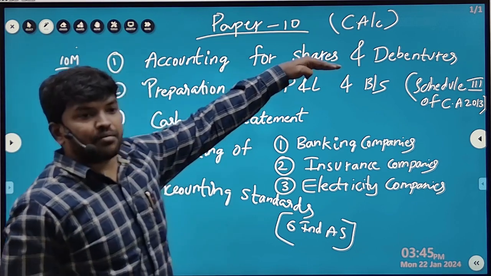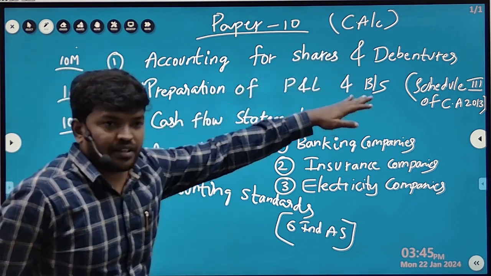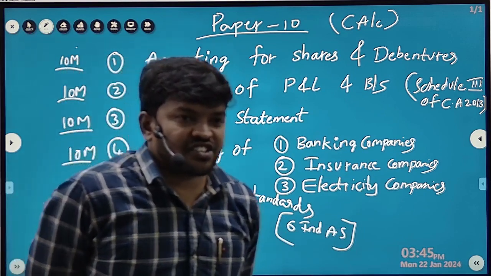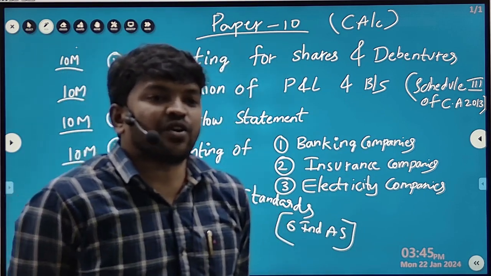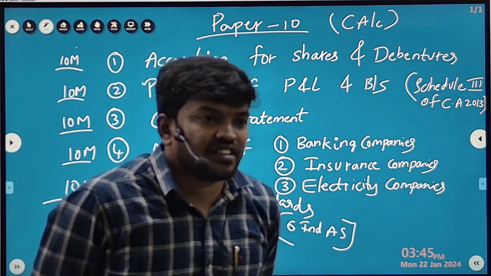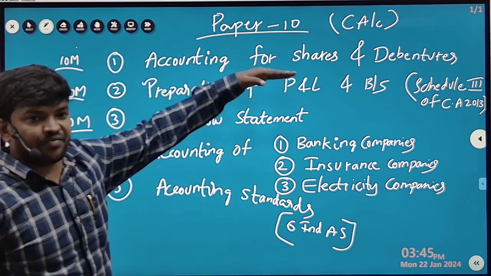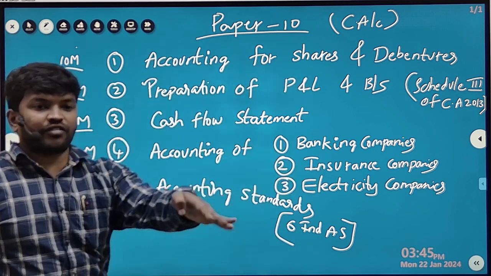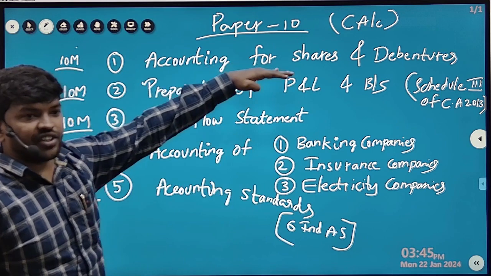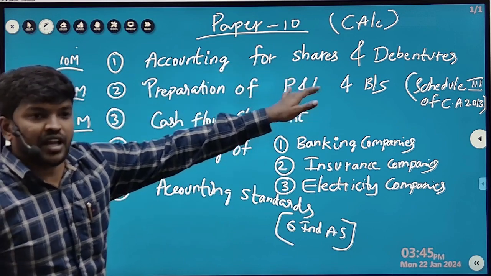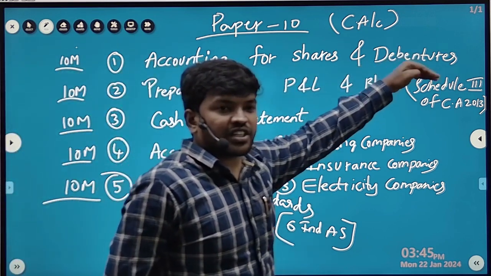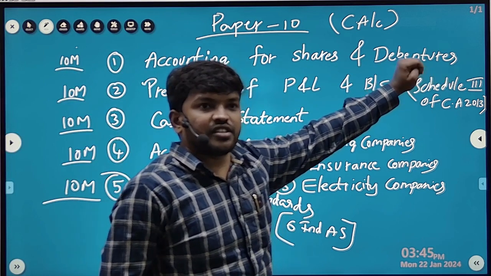Sir, I am a company. Company is issuing the shares. What are the accounting entries? We will see in this chapter. Company is issuing preference shares. What are the accounting entries? We will see in this chapter. Company is issuing debentures. What are the accounting entries? We will see in this chapter.